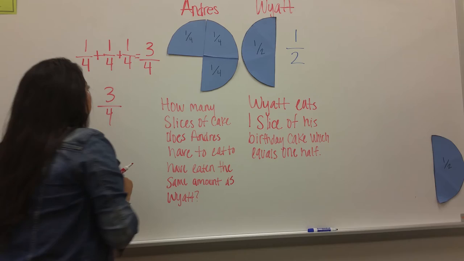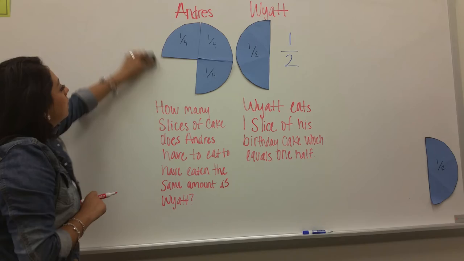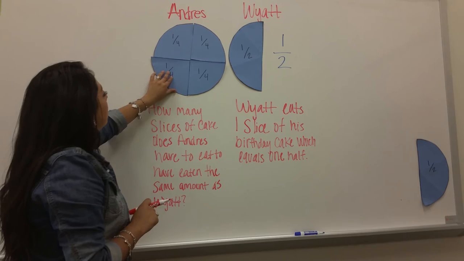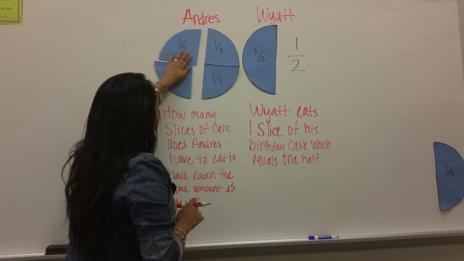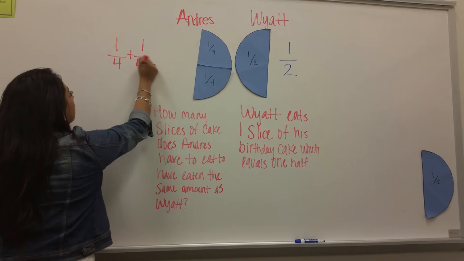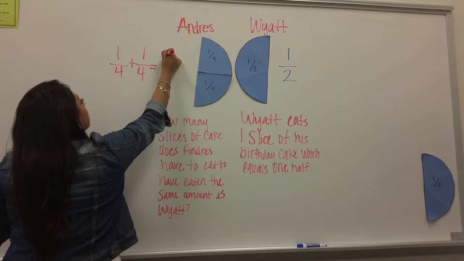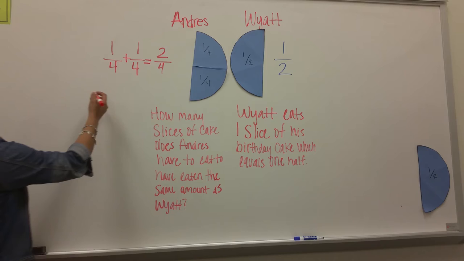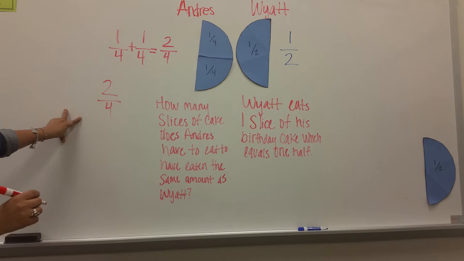So let's erase this and bring back Andres's full cake. How about we try 2 slices of cake and see what we get? If Andres eats 2 slices of cake, his fraction will look like this: 1/4 plus 1/4. And once again, since they are the same, you can add straight across, and you get 2/4, since 4 will go straight over. Andres's fraction is 2/4. Now we have to simplify it to see what we get.